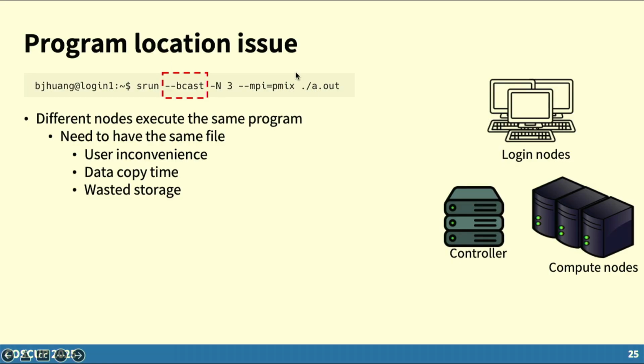Here, I want to talk about a program location issue, because I just mentioned a bcast option, which is used to copy files into compute nodes, because login nodes and the compute nodes are different nodes. So to execute a program, they must have the same file. You may think, just copy it, but it's not that convenient. You need to add this option, and the copy also needs time.